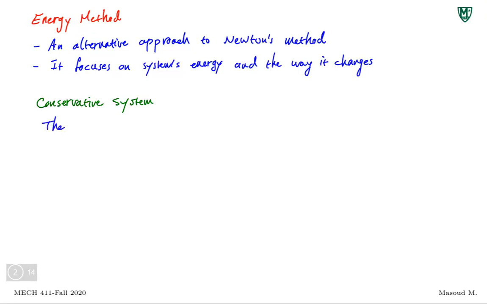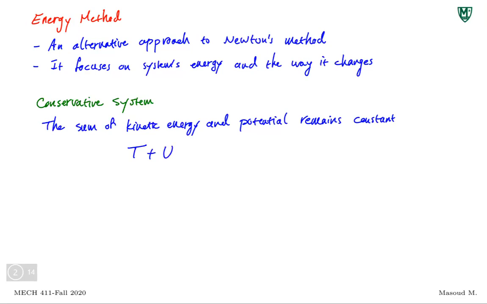The sum of kinetic energy and potential energy remains constant. It's pretty much all you need to know about these systems. What I'm trying to say is that if I represent kinetic energy with T and potential energy with U, this is a constant value.